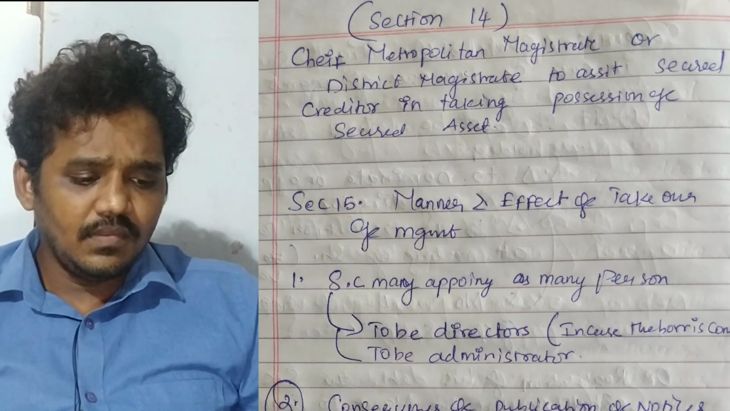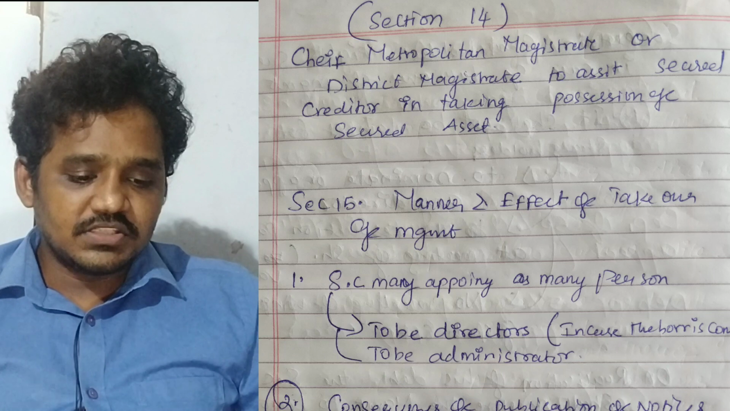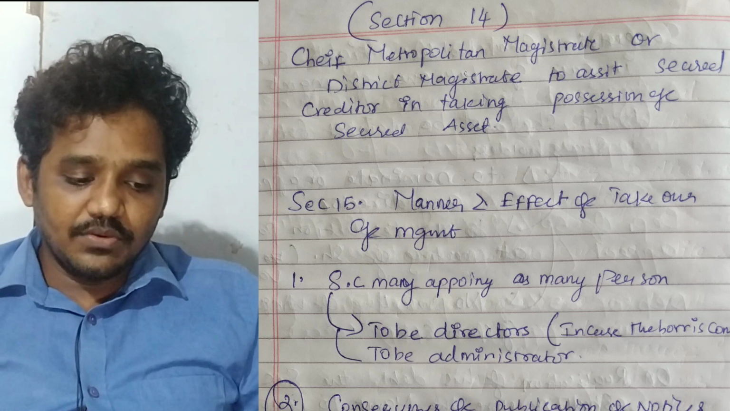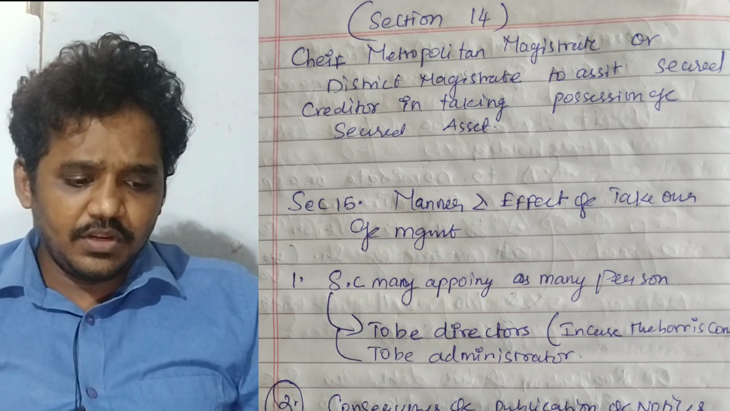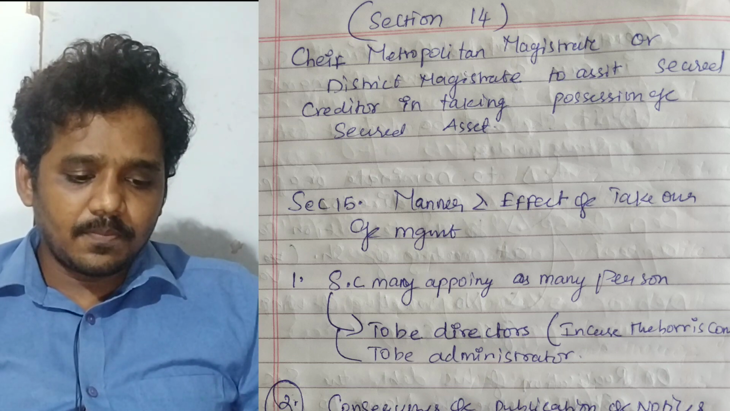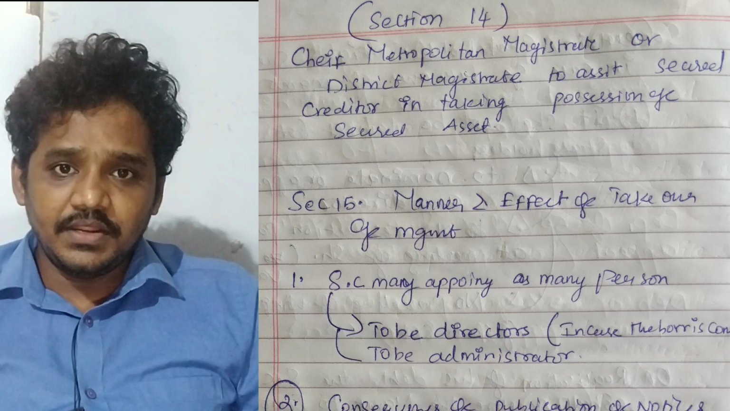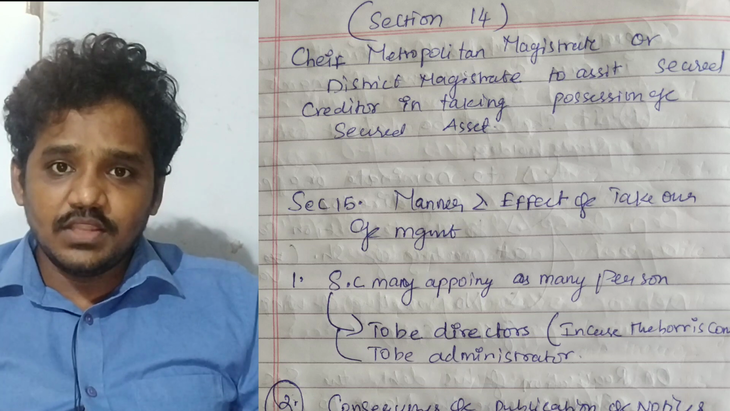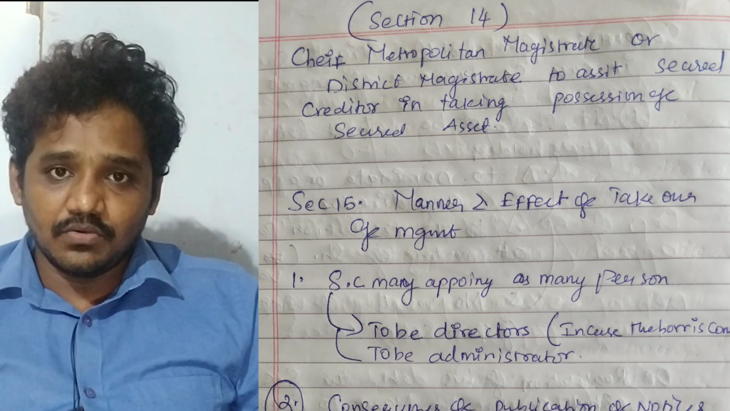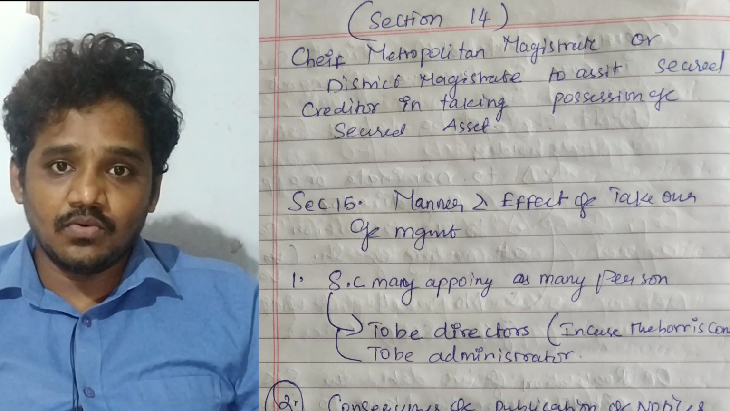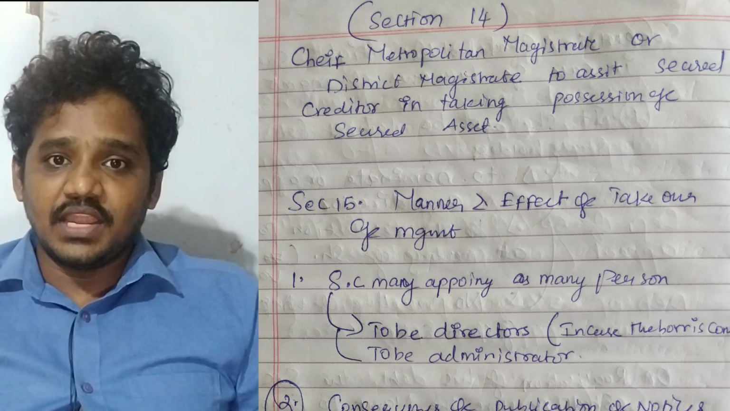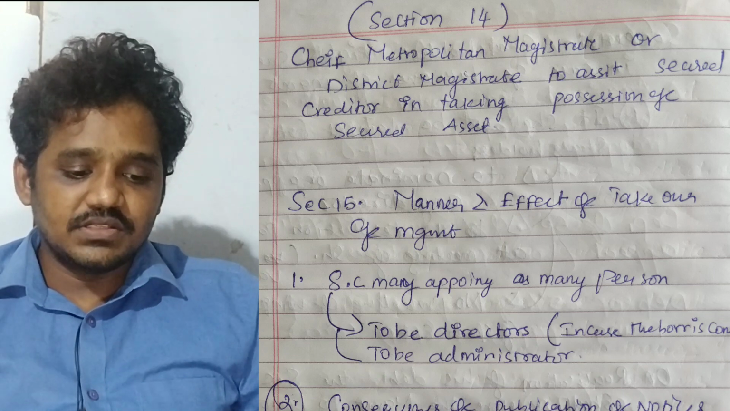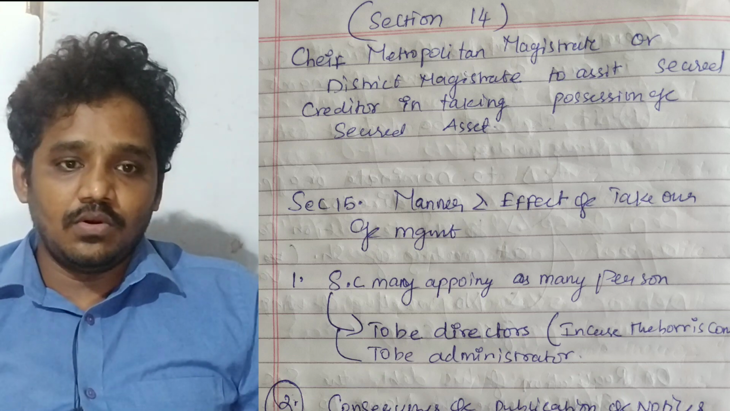Now, section 14. Chief Metropolitan Magistrate or District Magistrate to assist secured creditor in taking possession of secured asset. Section 14 is related to who is having the right with relation to the secured asset. Only the borrower is having the right. That right will be handed over to the secured creditor, and then that right will be handed over to the asset reconstruction company. During this entire process, the Chief Metropolitan Magistrate or District Magistrate should give their support.